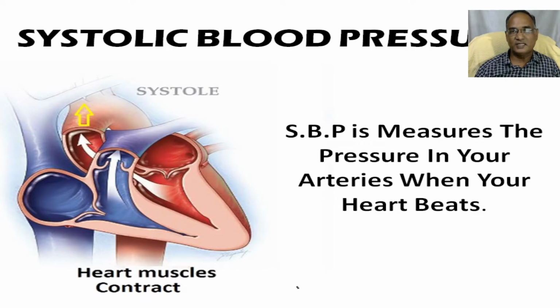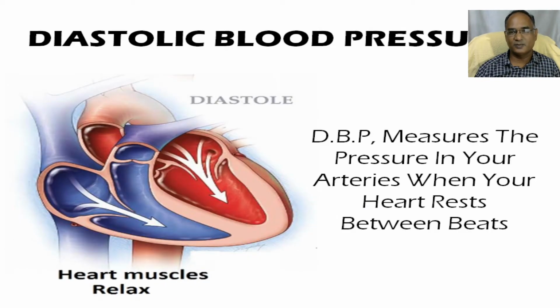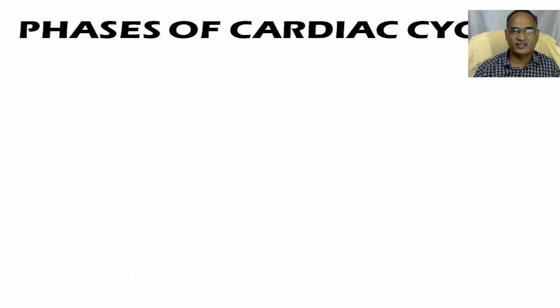Systolic blood pressure is when the heartbeat happens, how much pressure is created against the artery. That is called systolic blood pressure. And diastolic blood pressure is when the heart is relaxed or at rest, how much pressure is created against the artery. That is called diastolic blood pressure. So, the phases of the cardiac cycle are very simple.